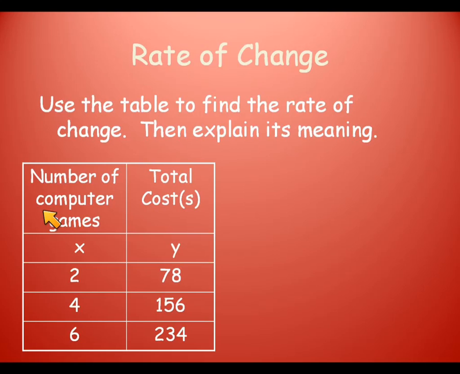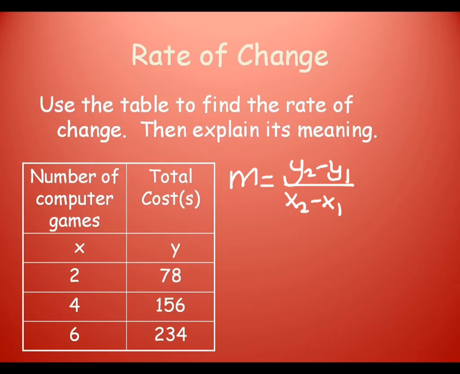The X values here are the number of computer games in this case. The Y values here are the costs. So 2 games cost $78. 4 games cost $156. 6 games cost $234. I want to find the rate that these games are going up. In this case, it's a constant rate. I want to find what that rate is. And again, we do that by using the slope formula, which says the slope is equal to the change in the y's, or the second y coordinate minus the first, divided by the change in the x's.